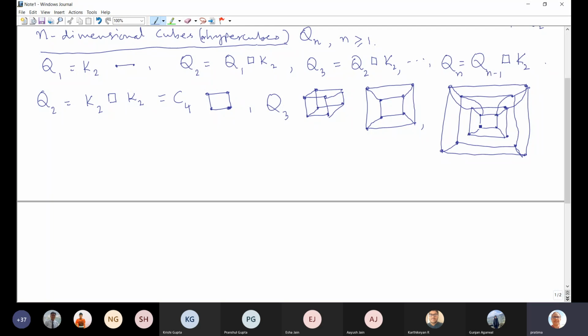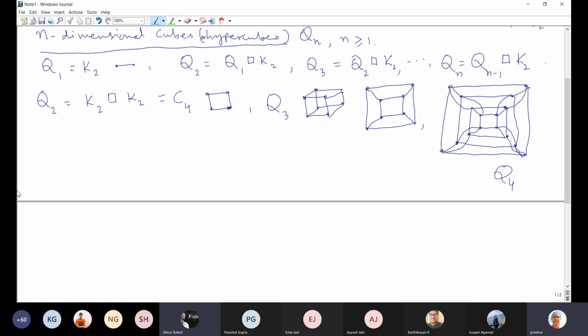So this Q4 will look like this. This is how that Q4 you could have done. The structure of Q4 will look like this, a four-dimensional hypercube. Fine. Any question? Any query? Anyone asking anything?